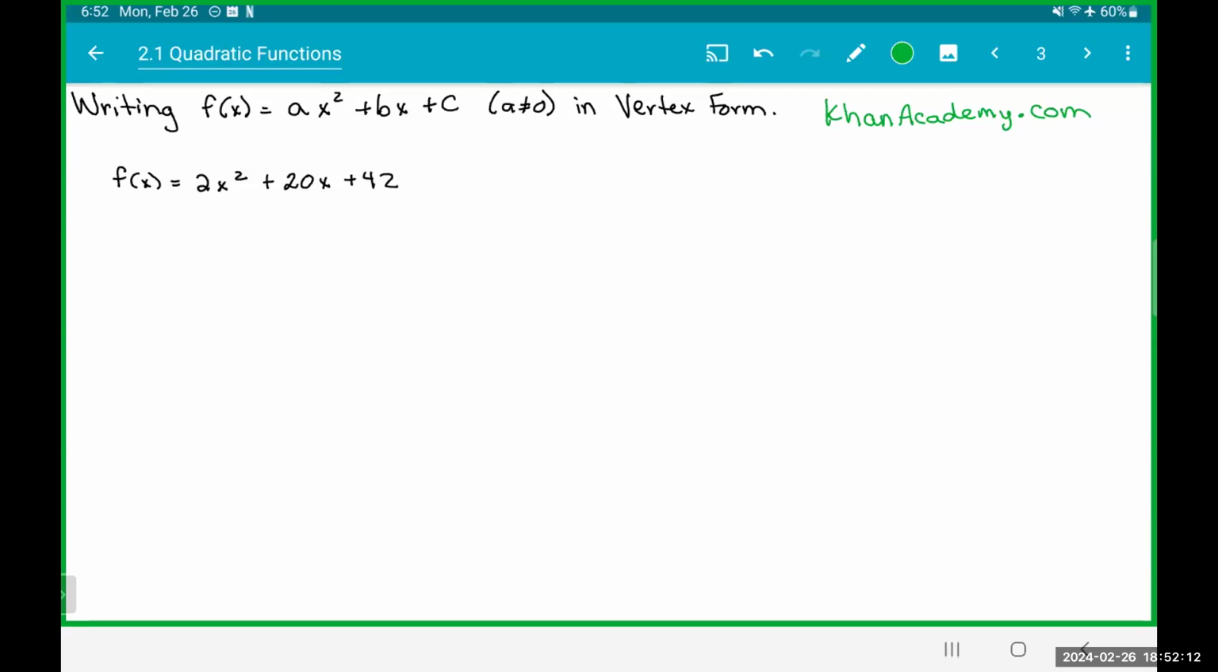All right, so completing the square. So that's what we're going to do here.